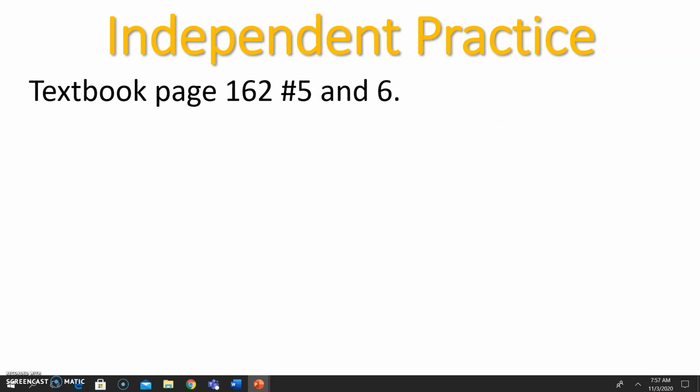Right, now it's your turn to get some more practice. Grab your financial algebra textbook, turn to page 162, and complete numbers 5 and 6.